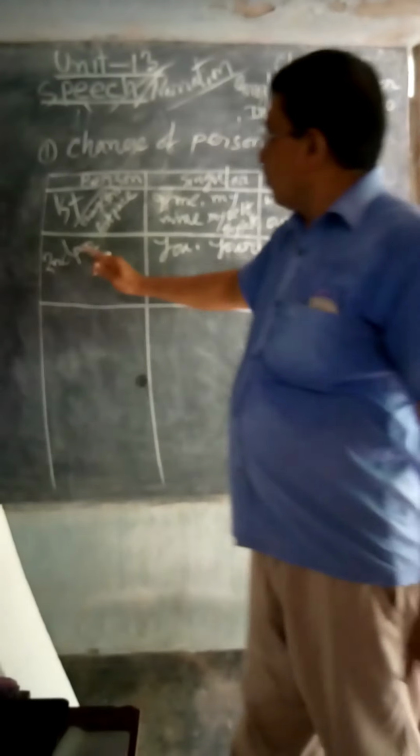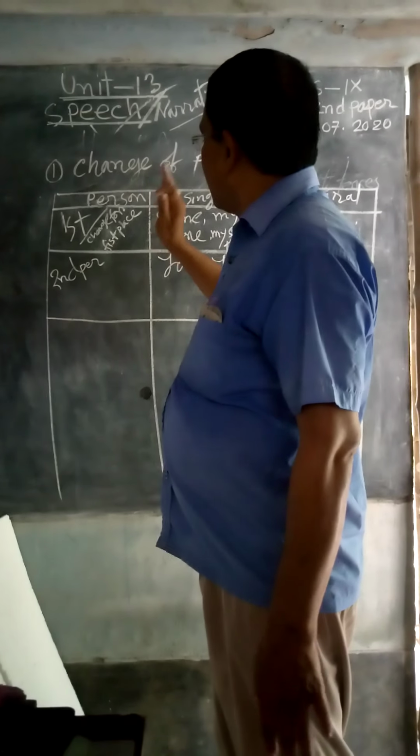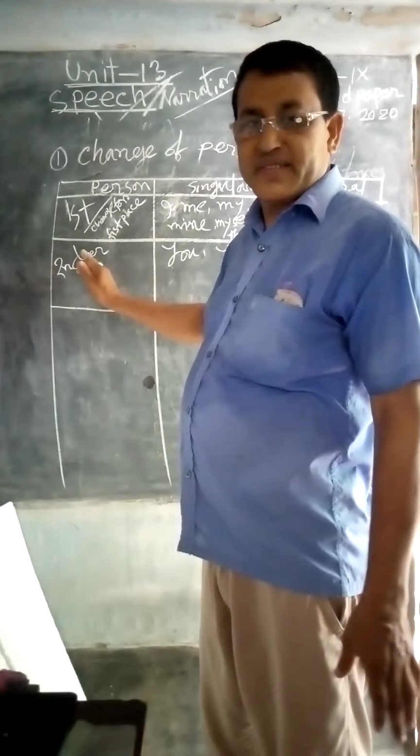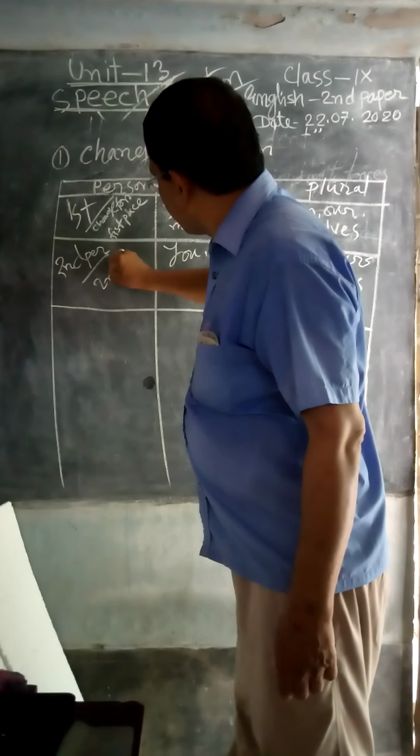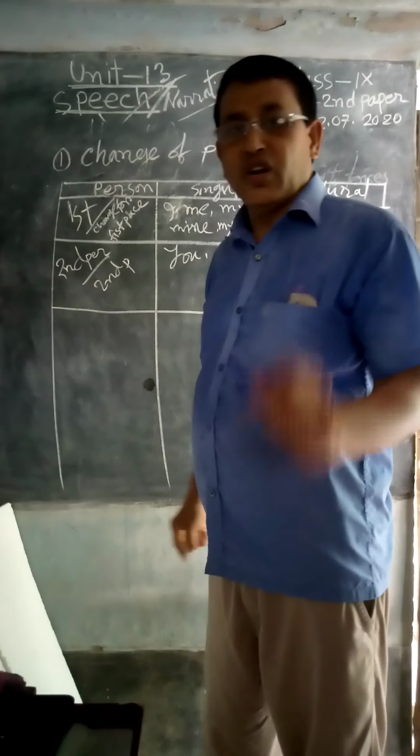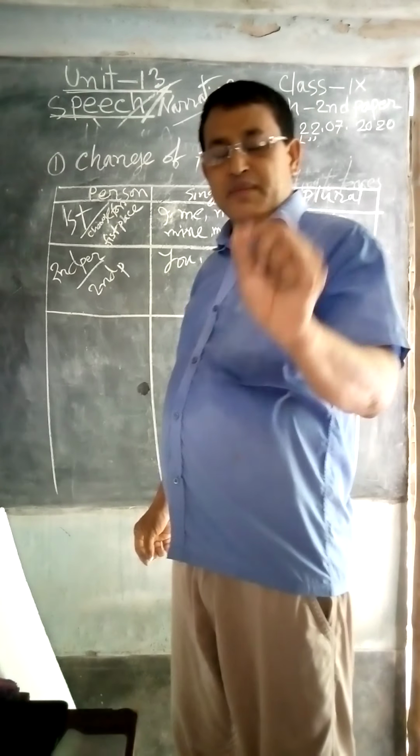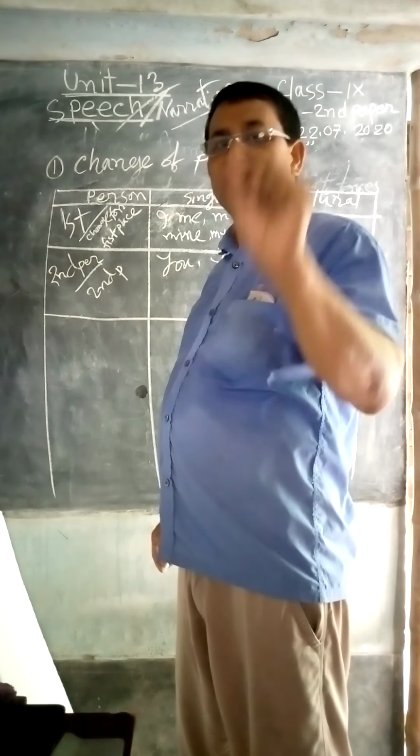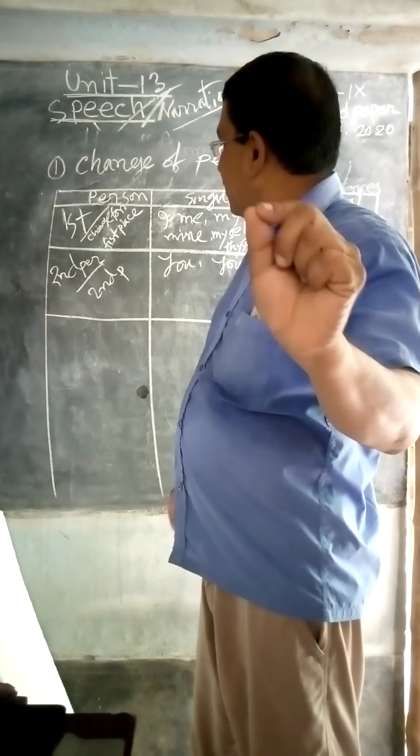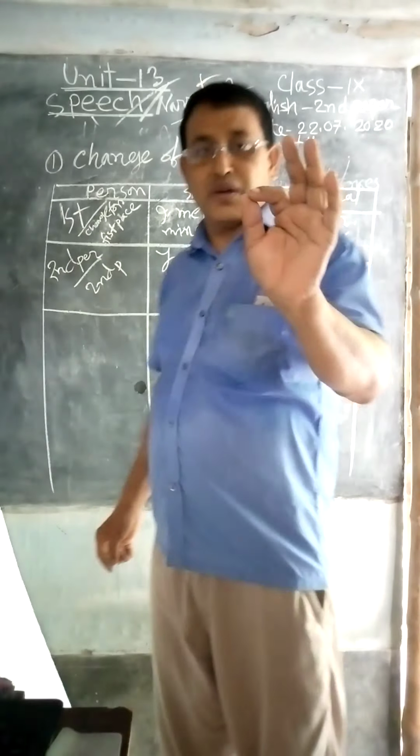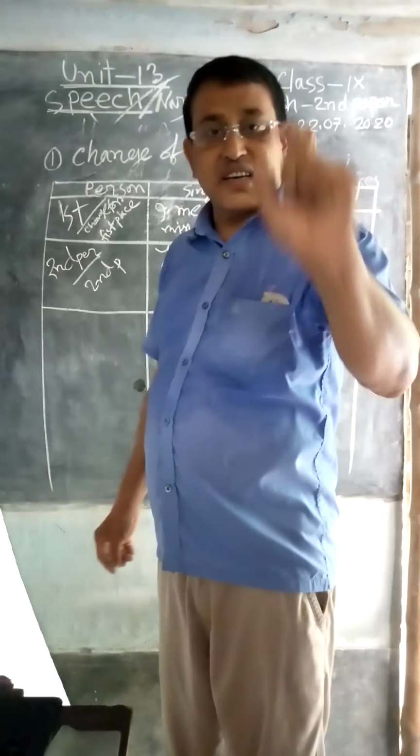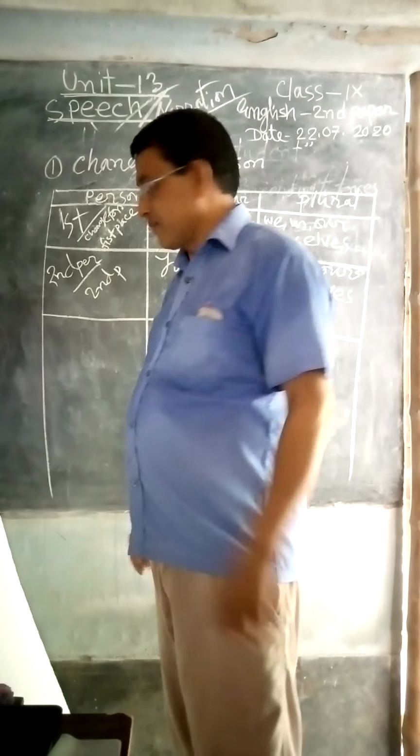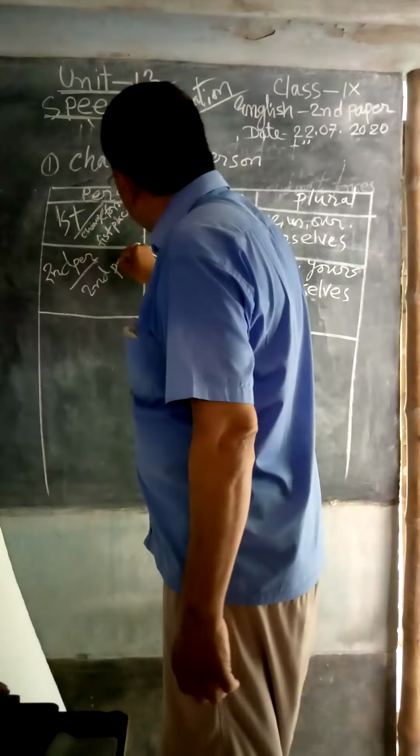Second person must change for second place. Second place is called object. Second person changes for second place. That is called object. Second place, P-L-A-C-E. This is the thing.